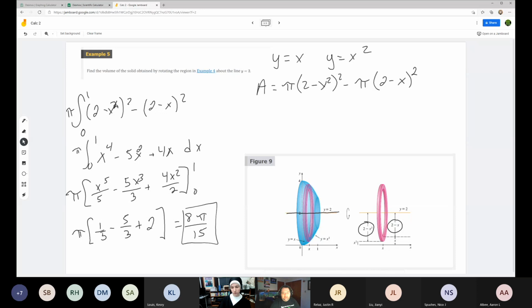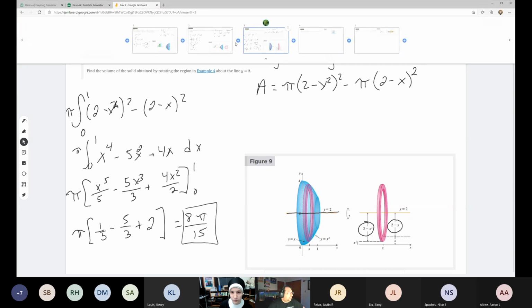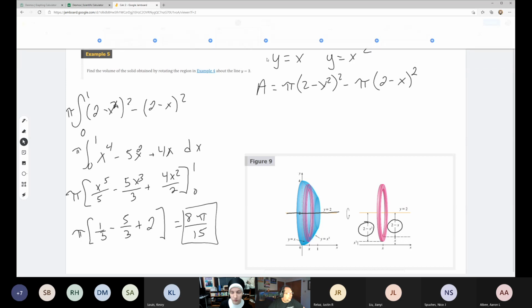That is going to be the volume of that shape that we have, because it actually doesn't come to a point, so it's not even actually a cone at this point.